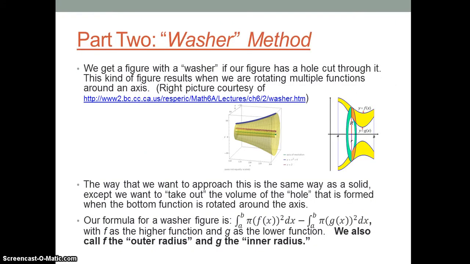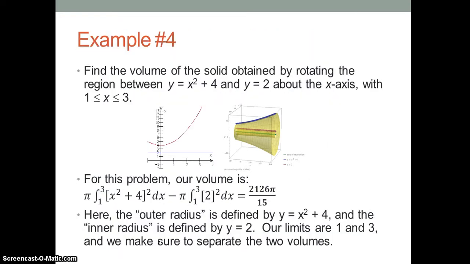So we go back to our formula. F of x is the x squared plus 4. G of x is 2. We plug those in. We find the volume that we get from our outer radius and subtract the volume that we get from our inner radius. You can use your calculator to help you out on this. Remember, our limits are from 1 to 3 because that's defined in the problem. And we get 2,126 pi over 15.